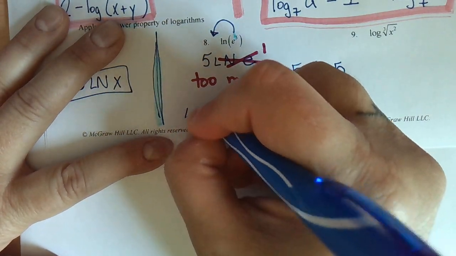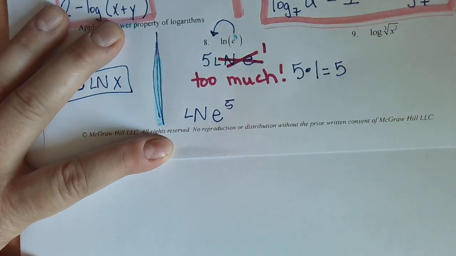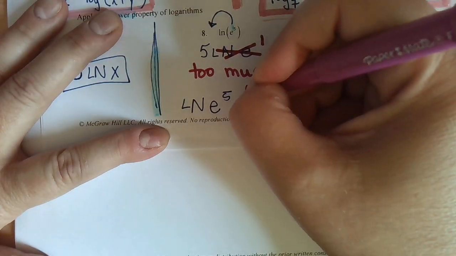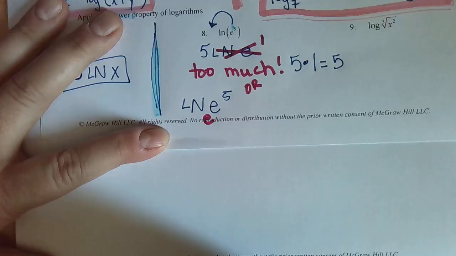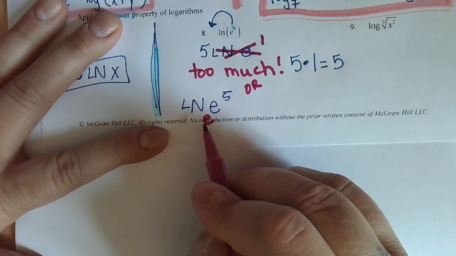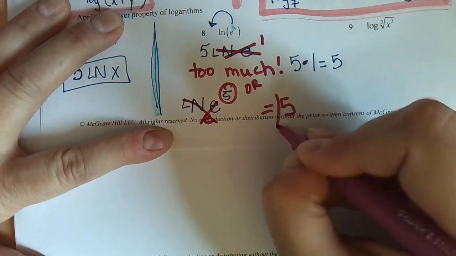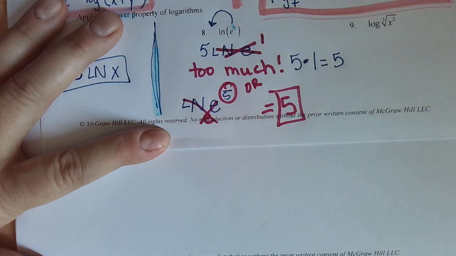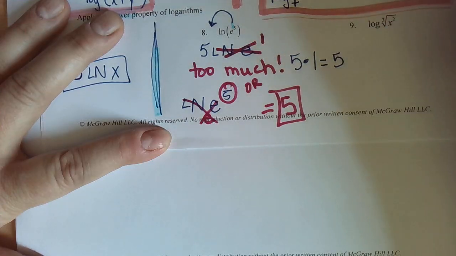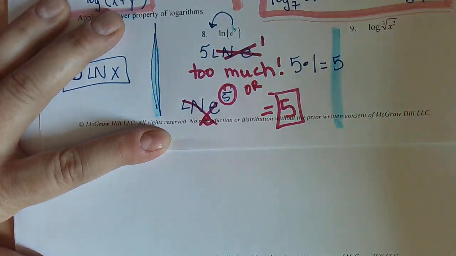Or we could just say, hey, little e, you're pretend exponent is 5. Bam! Yeah, I'd rather do that. Okay, now let's look at number 9.